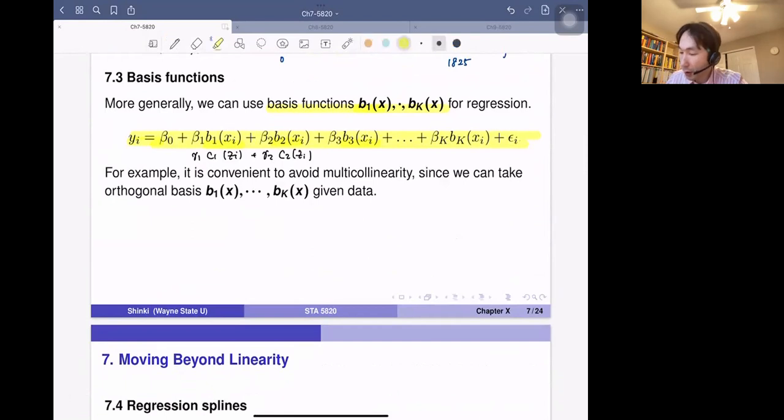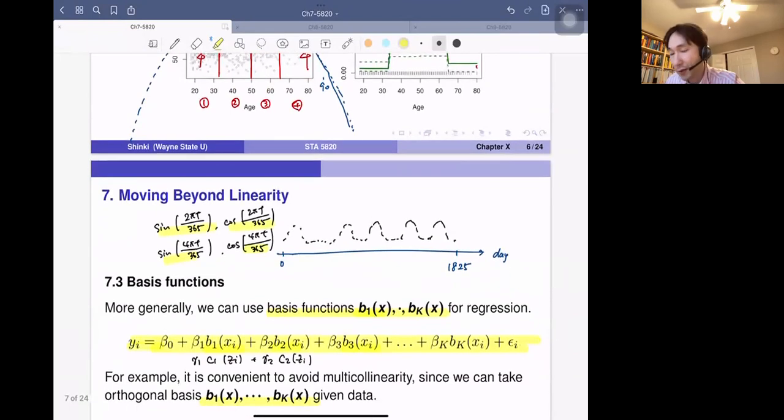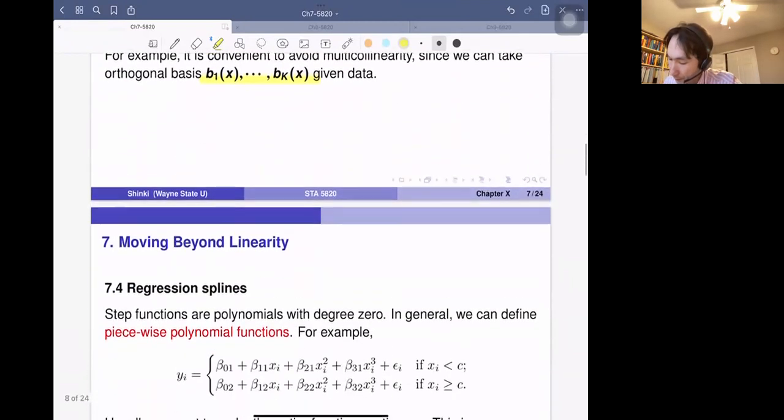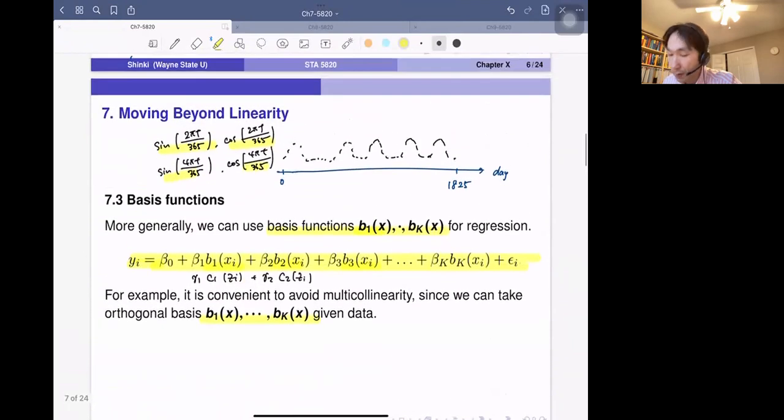Another example is the polynomial function. B1 to Bk, where we choose the orthogonal basis. Another benefit of using sine curves and cosine curves is that usually these are orthogonal. If you have studied Fourier series, then you can easily find two orthogonal waves. So that's section 7.3.